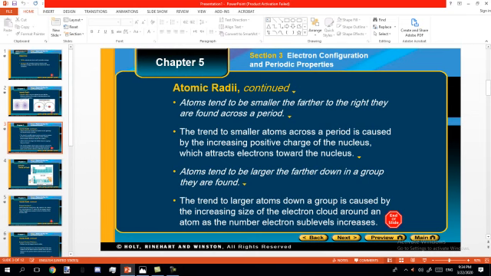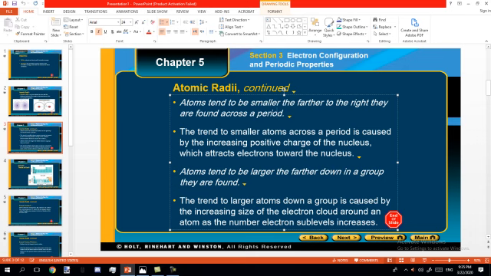Atoms tend to be smaller, as we said, the further to the right they are found across a period. So across a period, it becomes what? It becomes smaller. The trend to smaller atoms across the period is caused by the increasing positive charge of the nucleus. As we said, the positive charge is the number of protons, which attracts electrons toward the nucleus. But atoms tend to be larger the further down in a group.